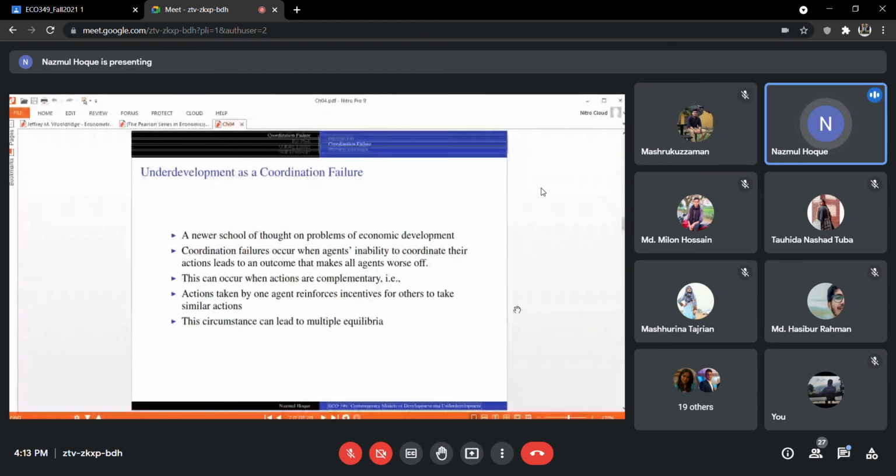Okay. So coordination failure basically happens when agents are unable to coordinate their actions. That leads to an outcome making all of them worse off. So let me try to give you an example. Suppose you want to start an IT firm. You want to start a firm that will develop new programs, new softwares, and sell it to other countries.